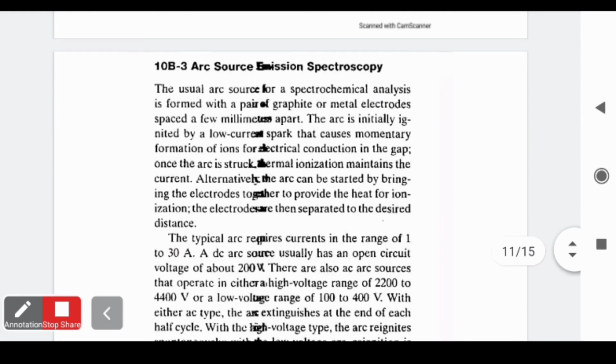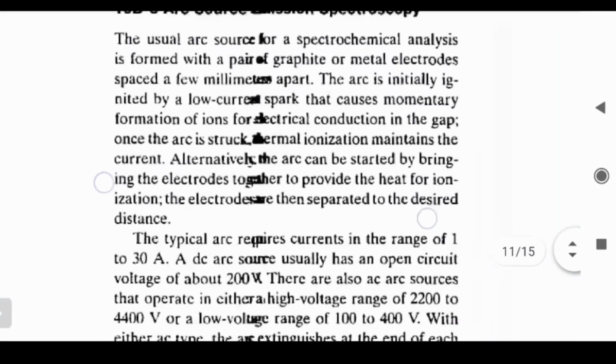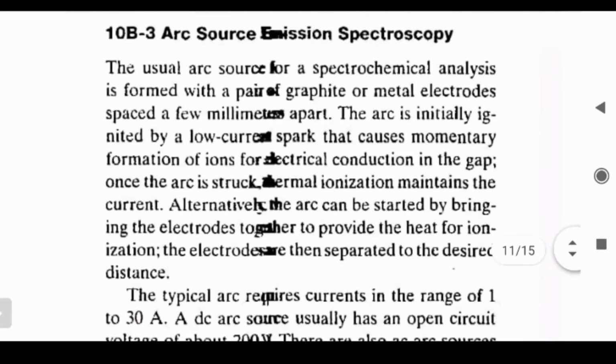So the first type of electric discharge source is the arc source. Okay, arc source, which is used for emission spectroscopy. So the meaning of arc we have discussed. Arc is generally a current generated by the electrical non-contact between two electrodes.